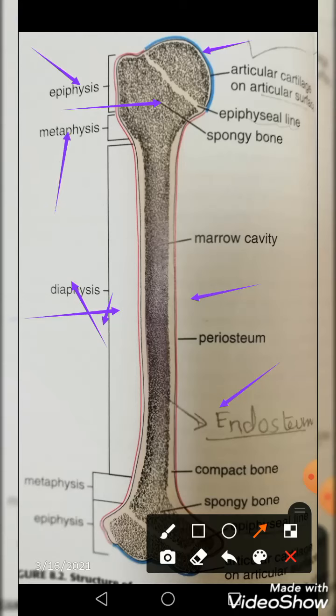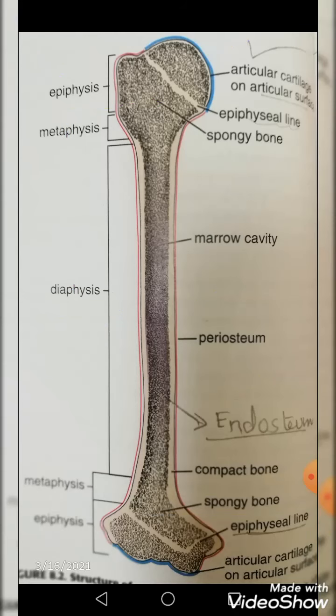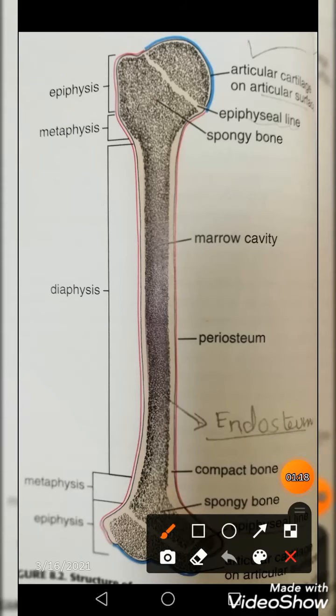Now there is another term. You have seen the epiphysis, and after the diaphysis the term is metaphysis. What is the metaphysis? This is a flattened portion of your bone between the diaphysis and the epiphysis, and you call it the metaphysis.